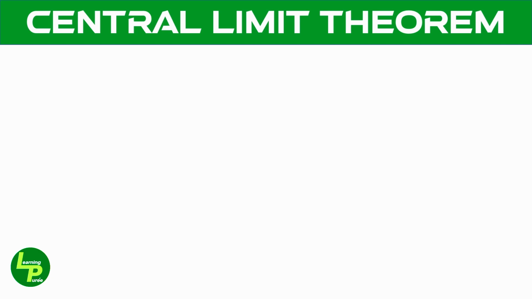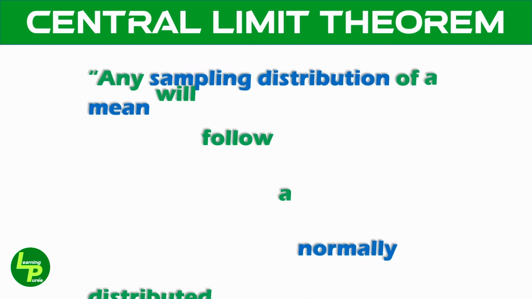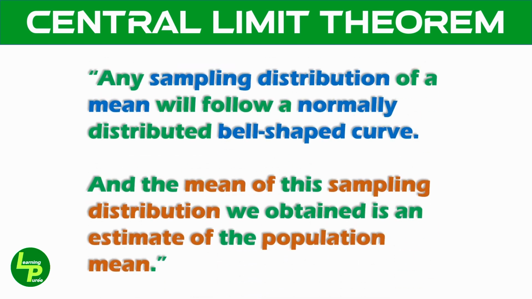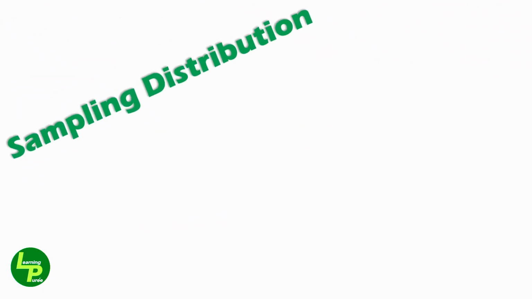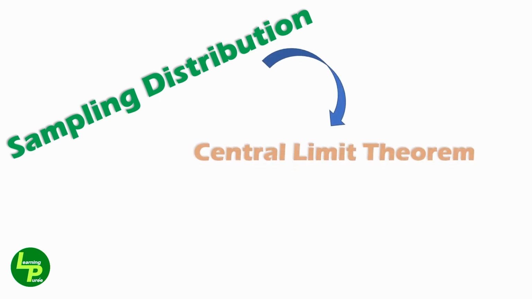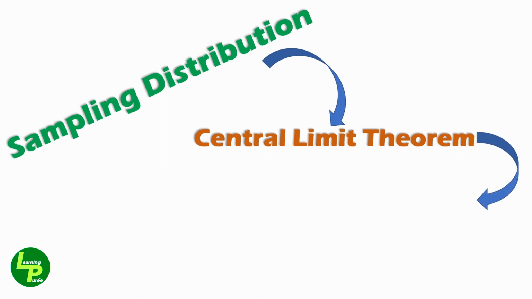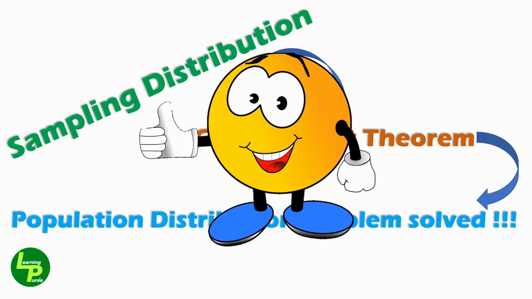It follows from the central limit theorem that any sampling distribution of a mean will follow a normally distributed bell-shaped curve. And the mean of this sampling distribution we obtained earlier is an estimate of the population mean. So, the central limit theorem allows us to make accurate assumptions about the population mean without having to go through a time, money, and energy consuming effort of measuring the entire population.